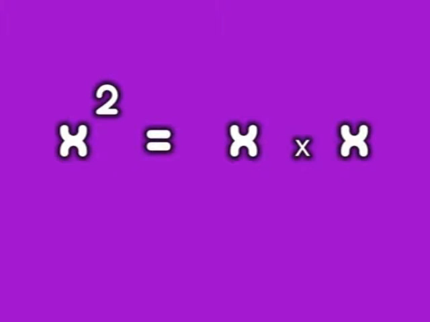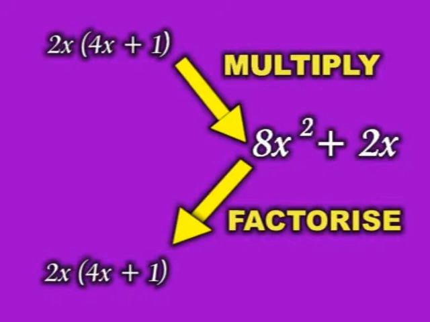Breaking x squared into factors could yield x times x. Now think about this one. 2x times 4x plus 1 would equal 8x squared plus 2x. That is if we multiply it. If we've got 8x squared plus 2x and we move in the opposite direction, we could get as an answer 2x times 4x plus 1. That is also a form of factorization that is called removing a common factor. This is a common technique when we have variables involved.